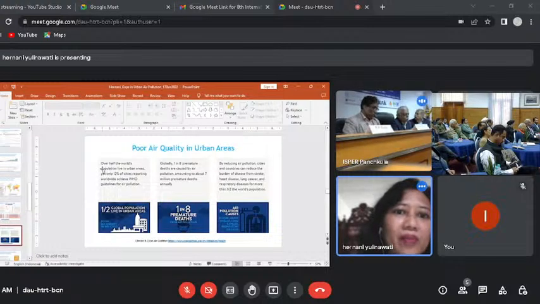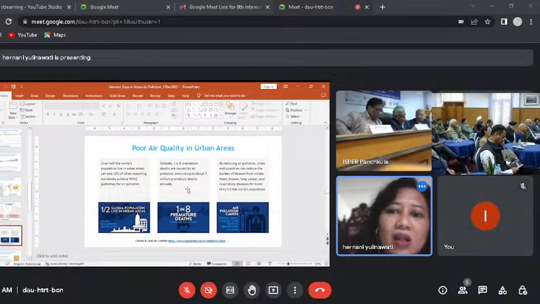So half of the world's population live in urban areas, and only 12% of cities reporting to the WHO meet the standards. Globally, 1 in 8 premature deaths are caused by air pollution. So it's about 7 million premature deaths annually. By reducing air pollution, cities and countries can reduce the burden of disease from stroke, heart disease, lung cancer, and respiratory disease, for more than half of the world population.